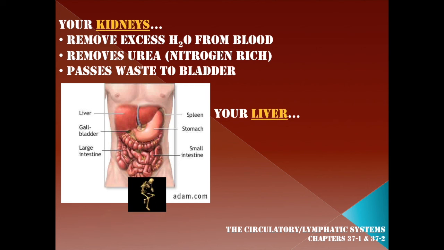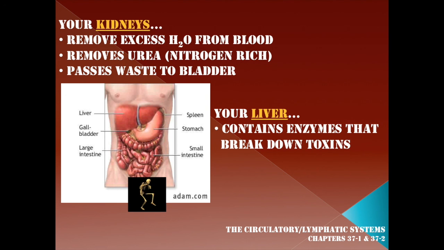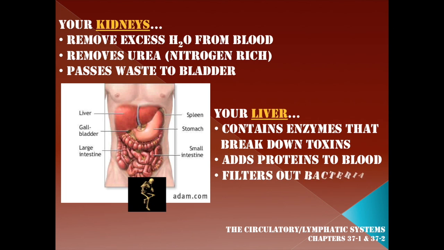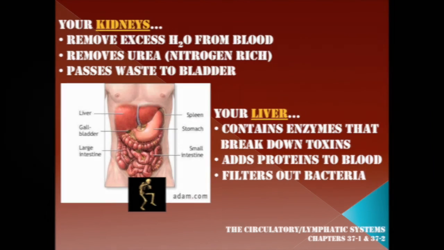All right, and a similar role in your circulatory and lymphatic system is played by your liver. It's the largest internal organ of the body. It contains enzymes that break down toxins in the body. Blood is constantly flowing through your liver, and your liver has enzymes in it like catalase, if you remember, that break down toxins and make the blood clean to some degree. It also helps add certain proteins to the blood, through certain reactions happening in the liver. And it also assists in cleaning the blood of bacteria, keeping the blood nice and healthy and bacteria free.